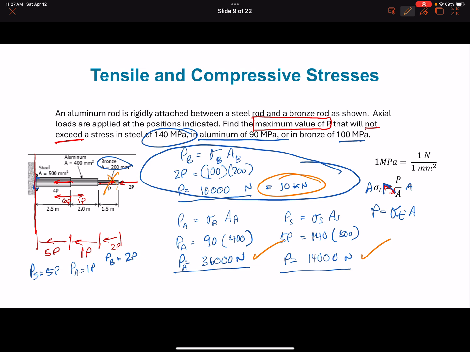That is our last tensile or stress problem. So I will make a new recording for bearing and shear stress. So we're stopping here.